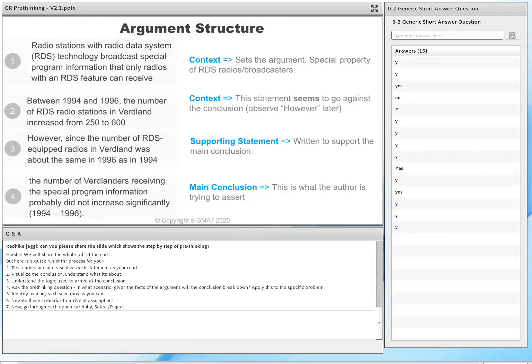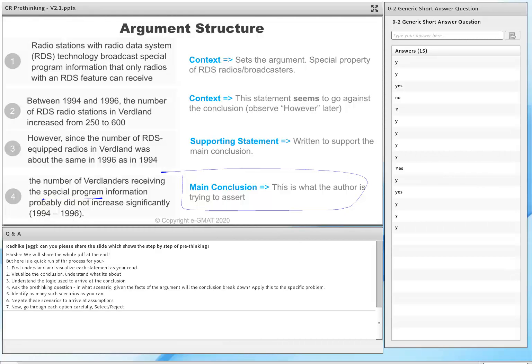So what's going on over here? This is the main conclusion. What the author is saying is that the number of worldlanders that receive this one thing called the special program information, not regular programs, just the special program information, did not increase. Excuse me, did not increase significantly. Why does the author say that? The reason why, and what is the special program information?